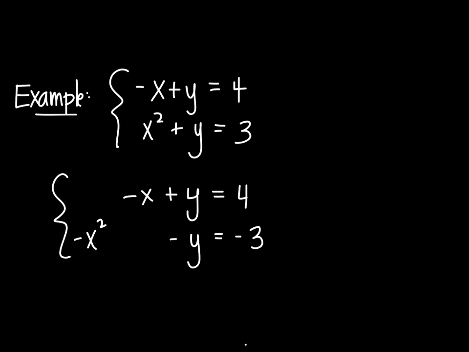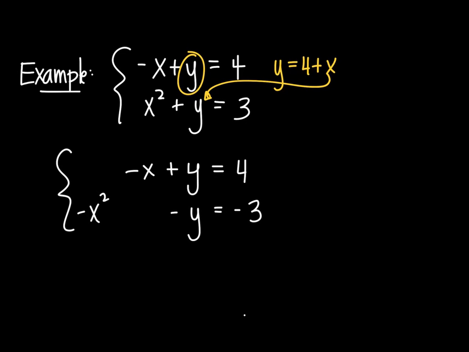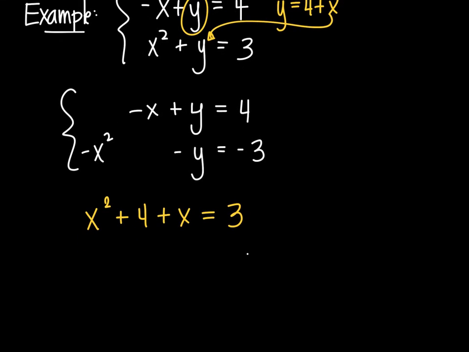You can get y alone very easily. Okay, if I get y alone, it would be 4 plus x, and then I can substitute that in right here. So you kind of have your choice of how you want to end up going. If we do substitution, we'll have x squared plus 4 plus x equals 3. And I want to set that equal to 0. So you end up with x squared plus x plus 1 equals 0.